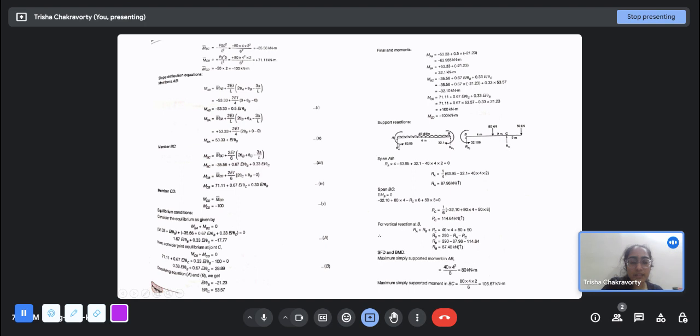And the support reactions here, we take the two spans. We have one applied moment here, one internal moment here, one reaction moment here, and UDL applied. So we can solve RA and RB1 using the normal equations of equilibrium.